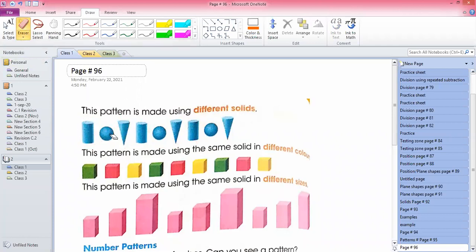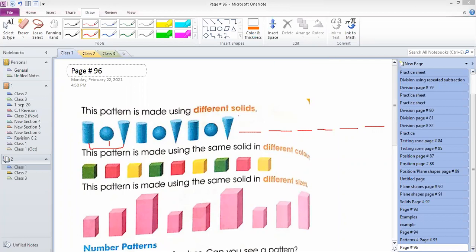So you can see, guys, the pattern is made of three solids: cylinder, sphere, and cone. Then the pattern is repeated: cylinder, sphere, cone, cylinder, sphere, cone. What will come next? It will continue like this. The pattern is made up of three solids: cylinder, sphere, cone.